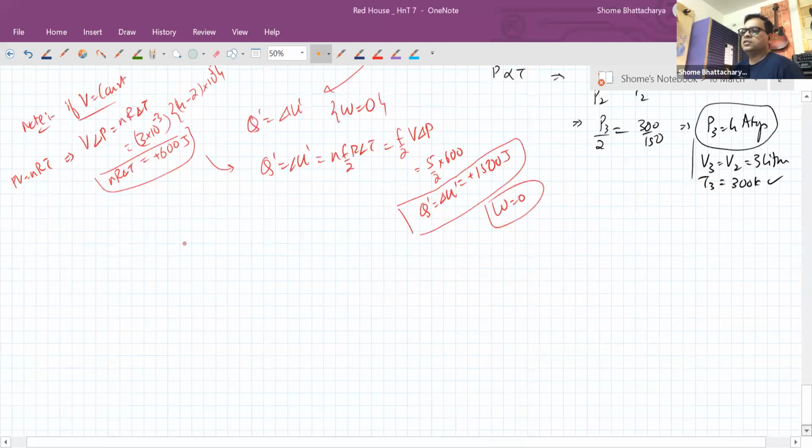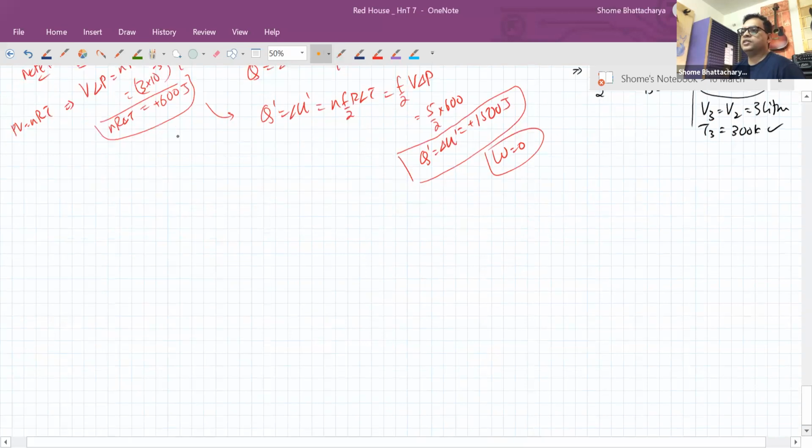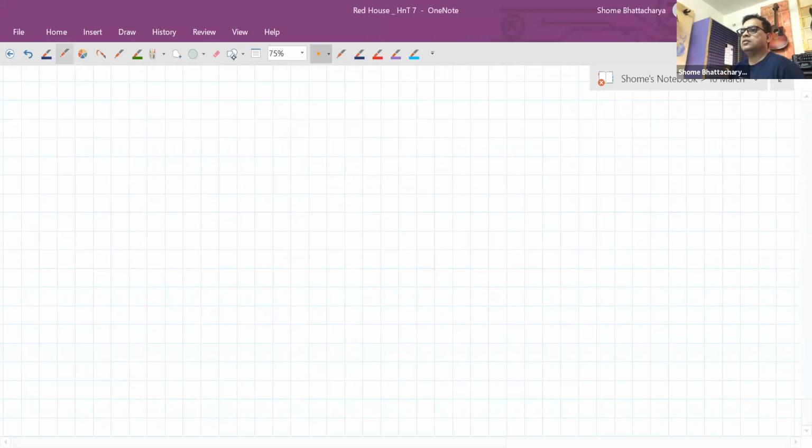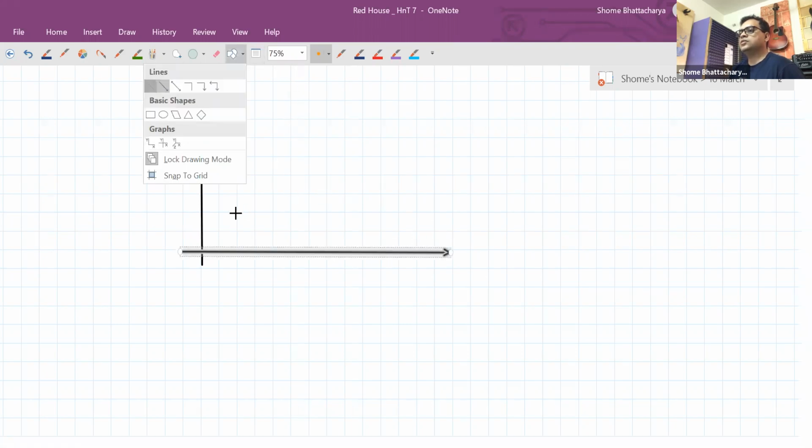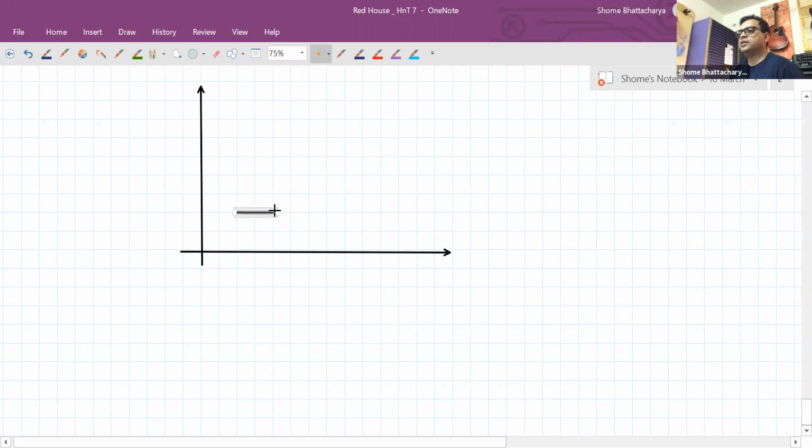Before we proceed to other things, just one interesting observation I want to show you. On the PV graph, we can manipulate the parameters and make the gas go in a direction which is horizontal. In that case, it would be isobaric. Then we can again manipulate the parameters, make it go vertical. Then again, make it go horizontal. So we can manipulate the experimental parameters in such a way that we can make it go along any path.